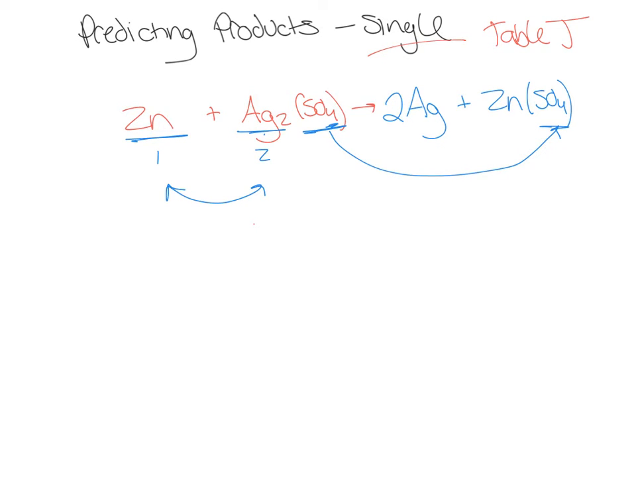That's all you have to do for single replacement. You don't circle anything because there's no precipitate. You don't use table F. All you use is table J.